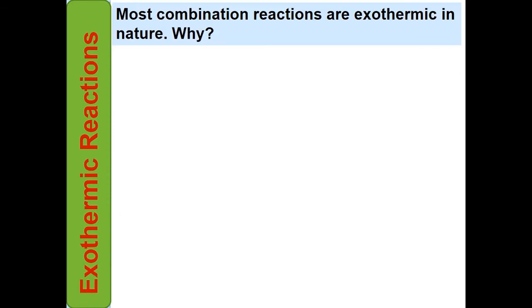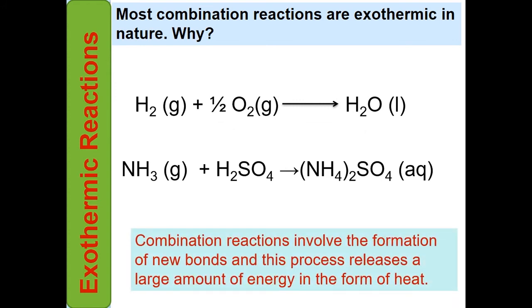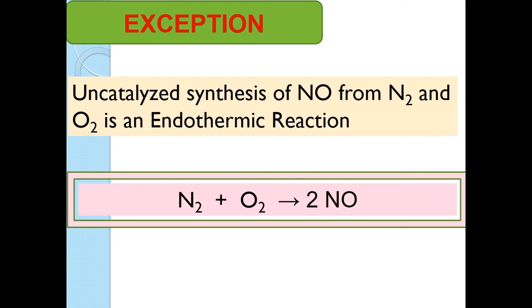In general, most combination reactions are exothermic in nature. Why? As combination reactions involve the formation of new bonds, and this process releases a large amount of energy in the form of heat. But not always. There are a few exceptions, like the uncatalyzed synthesis of nitric oxide from nitrogen and oxygen. This is a combination reaction but an endothermic reaction.